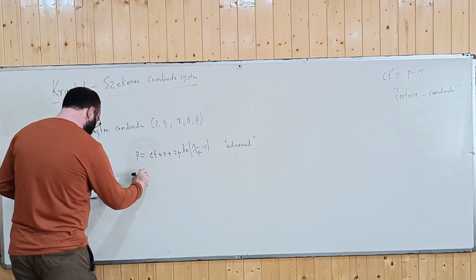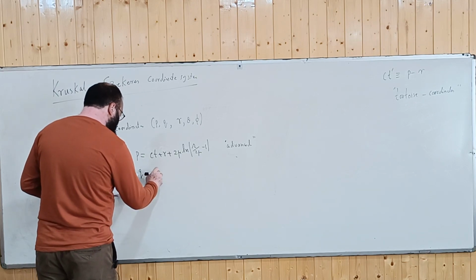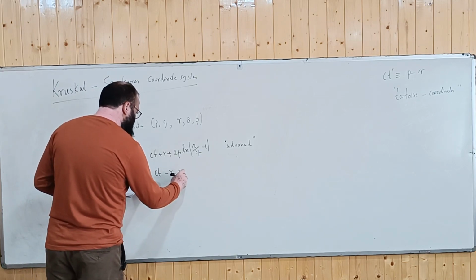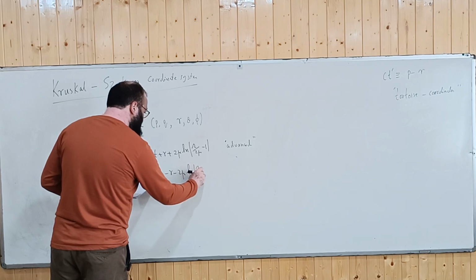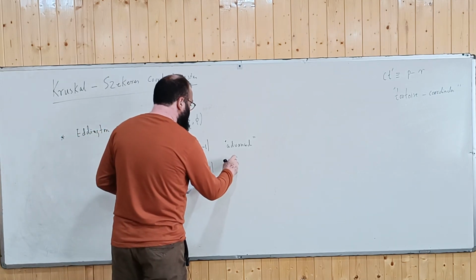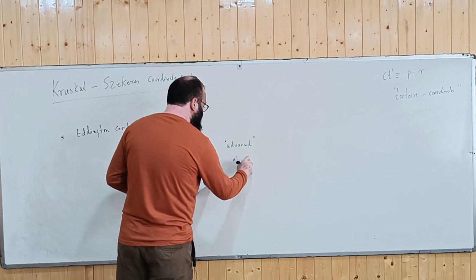And then you are having Q is equal to CT minus R minus natural log of R by 2 mu minus 1. So this is known as the retarded parameter.